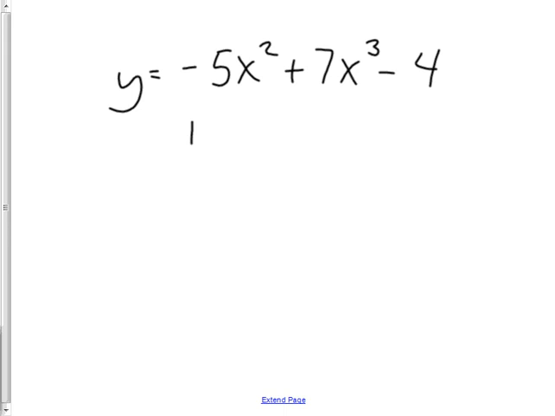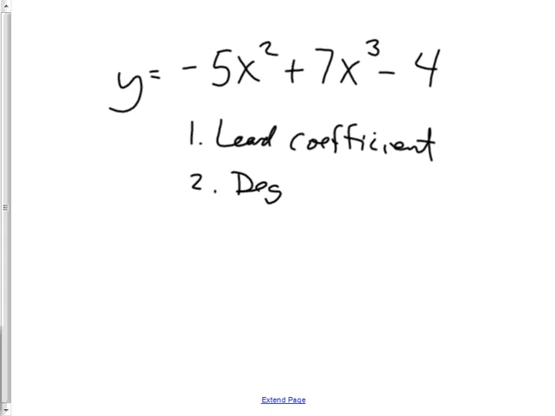Here is a polynomial. y equals negative 5x squared plus 7x to the third minus 4. I'd like to know a few things. Number one, what's the lead coefficient? Number two, tell me what's its degree? Number three, how many terms does this have?